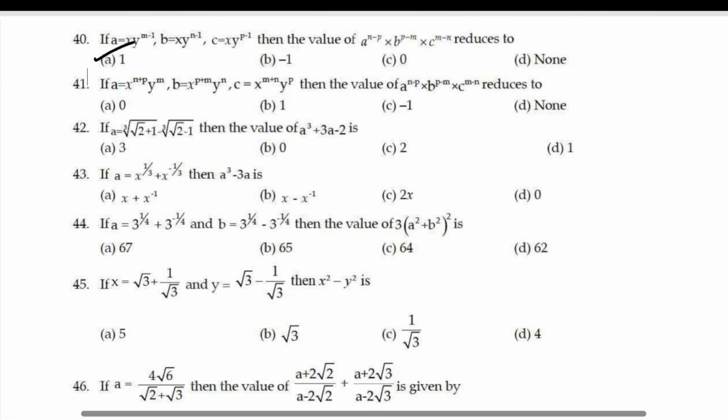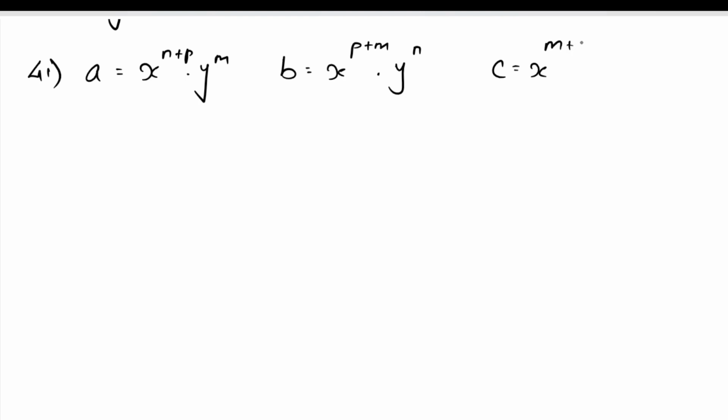Now moving on to question number 41. The question is: given A is equal to x to the power n plus p into y to the power m, B is equal to x to the power p plus m into y to the power n, and C is equal to x to the power m plus n into y to the power p. Now we are asked to find a to the power n minus p into b to the power p minus m into c to the power m minus n.